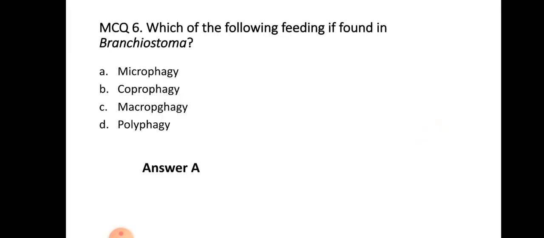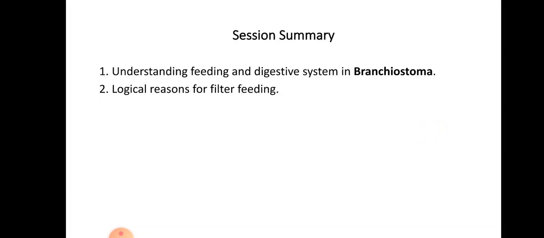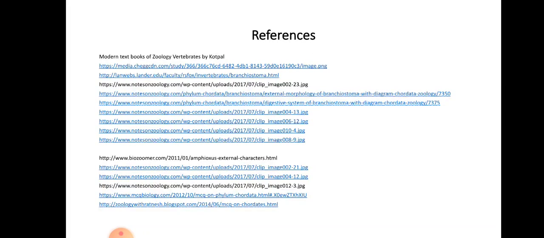Thank you for listening to this lecture. I hope you have understood the concept of digestion and the feeding mechanism in Amphioxus. As an outcome of this session, you should have learned the plan of the digestive system of Branchiostoma, and also have an idea as to how the process of filter feeding occurs, and these are the references from which the diagrams and other contents are taken.